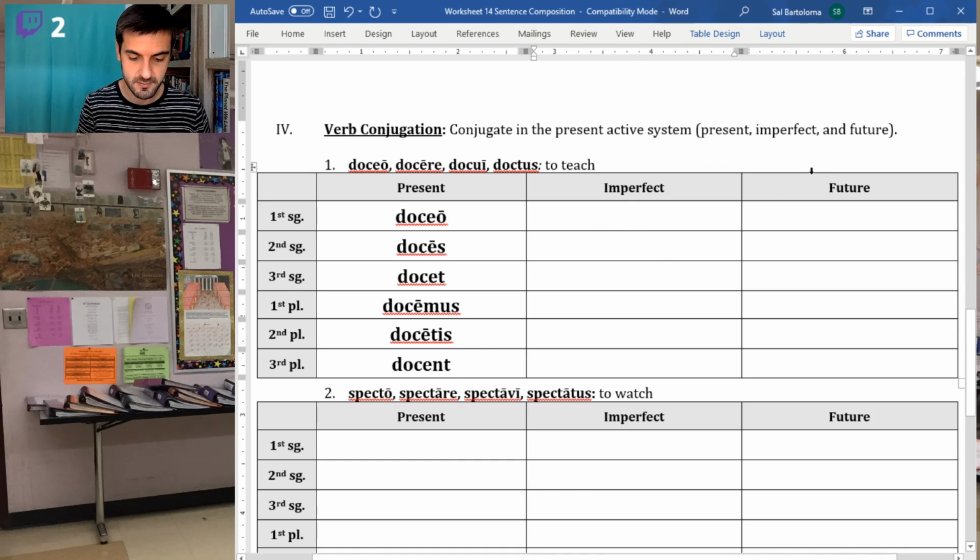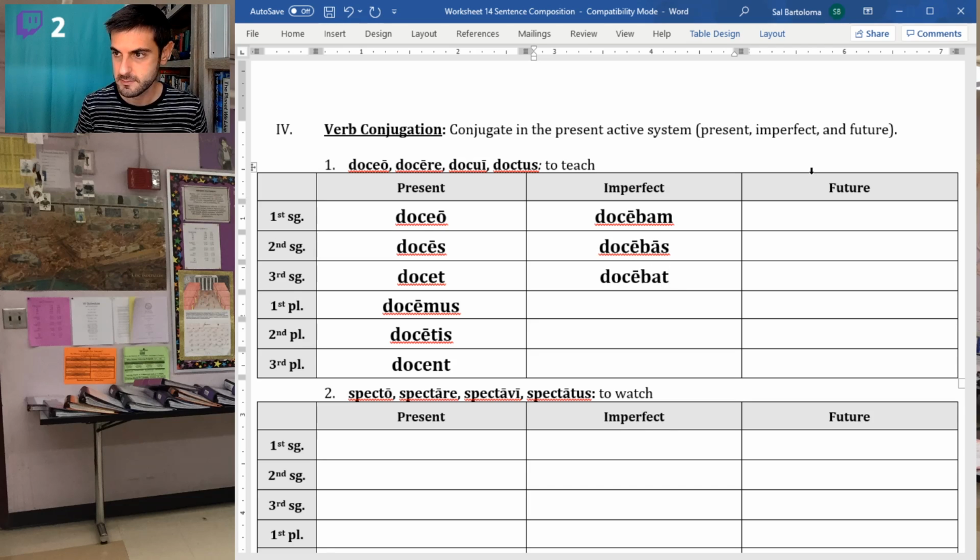Imperfect, right? We take our stem, doce, and then for imperfect we're going to do our bam, bas, bat: docebam, docebas, docebat, docebamus, docebatis, and docebant.